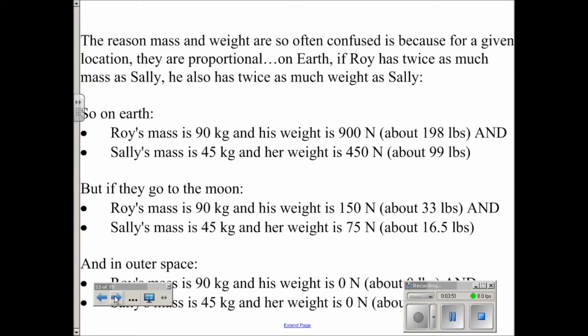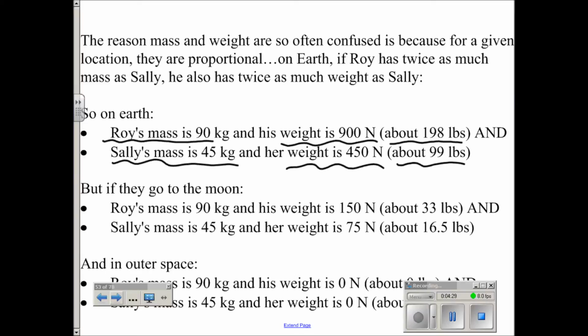So here's where this gets a little bit confusing. The reason that mass and weight are so often confused is that for a given location, in other words, Earth, for example, they're proportional. On Earth, if Roy has twice as much mass as Sally, he also has twice as much weight as Sally. Okay? So on Earth, for example, if Roy's mass is 90 kilograms and Sally's mass is 45 kilograms, what's going to end up happening is, we're going to learn why in a minute, it turns out that Roy's weight is 900 newtons, which is about the same as 198 pounds, and her weight is 450 newtons, about 99 pounds.